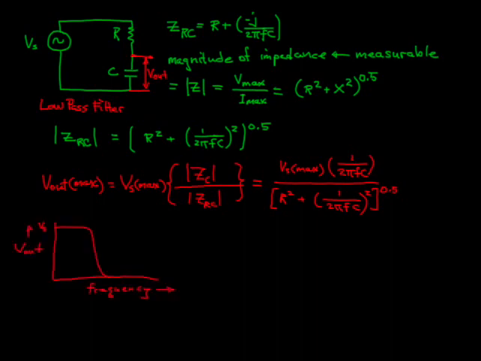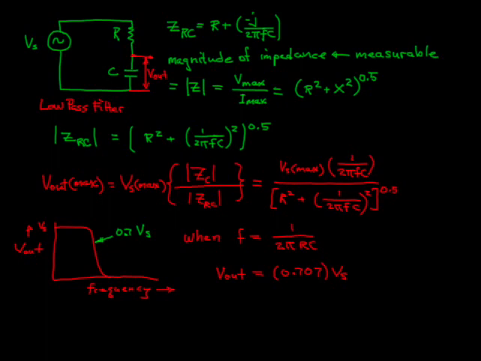A plot of the output voltage versus frequency looks like this. At low frequencies, the output voltage is the same as the input voltage V sub S, but then it rolls off and goes down to 0 at high frequencies. It is interesting to note that it rolls off around a frequency equal to 1 over 2 pi RC. At that frequency, V out is equal to V S over the square root of 2, or 0.707 times V sub S. That would appear right about here on the curve.